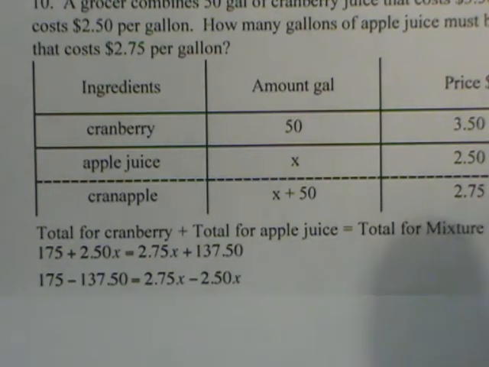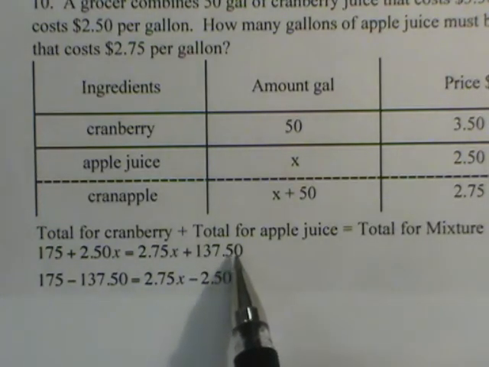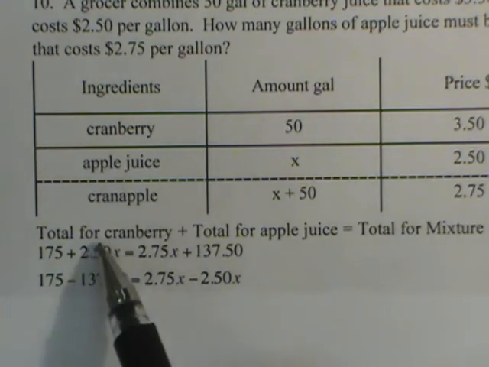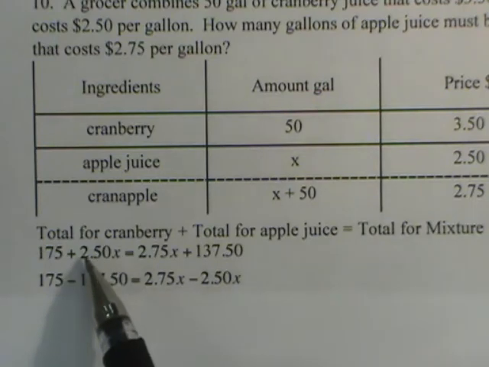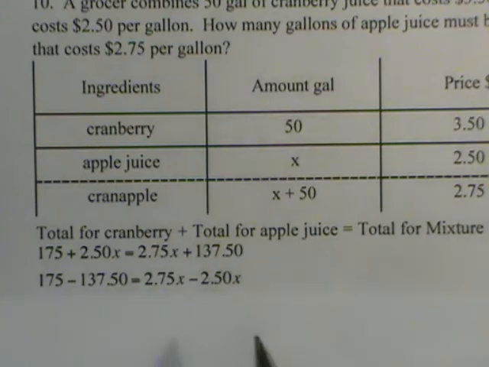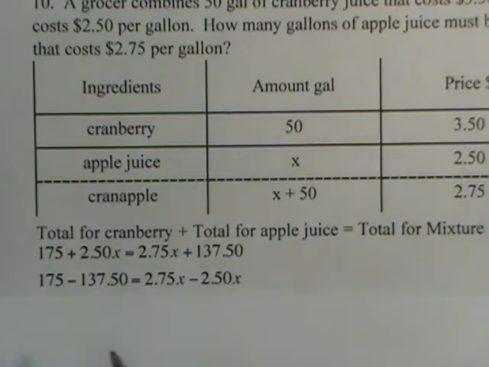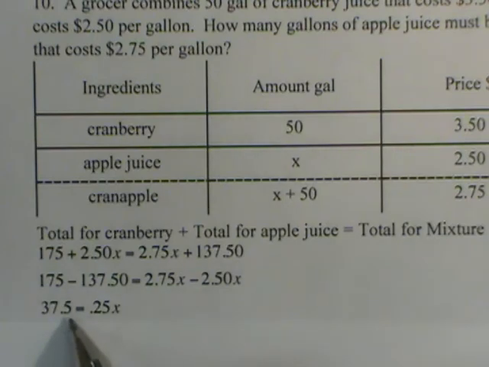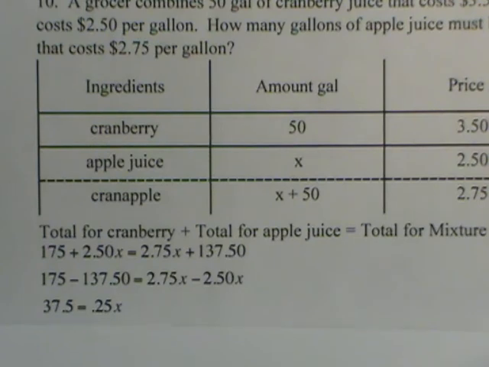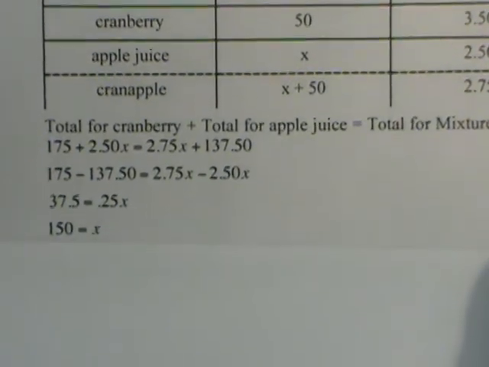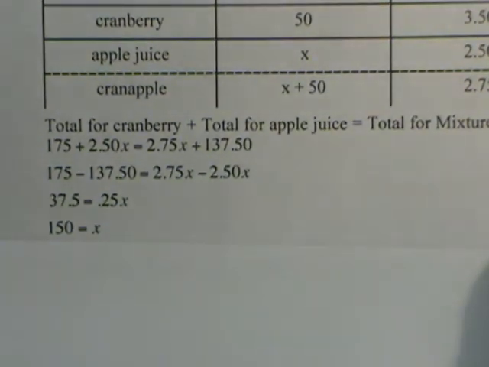My first step, I'm going to move the 137.5 over, as really my goal is to get the variables by itself and to keep those positive. My original choice is to move this 2.50x over to the right-hand side. That would give me 2.75x minus 2.50x. Once I do the arithmetic, I find that 37.5 is going to equal 0.25x. I divide both sides by 0.25, and I find that x would equal 150.